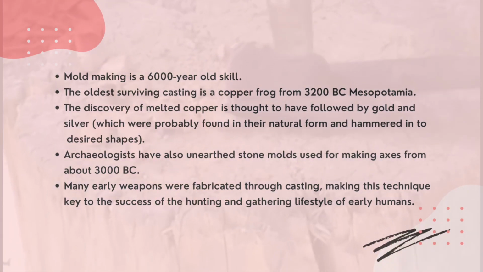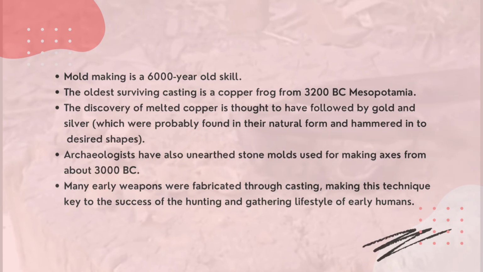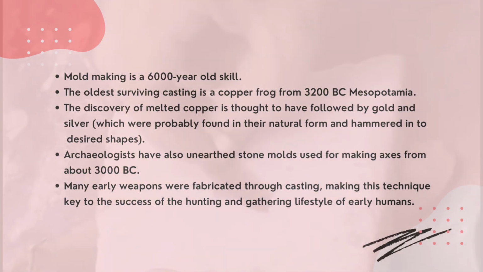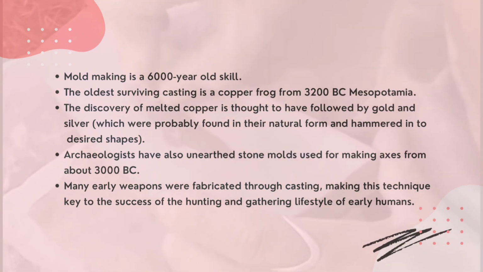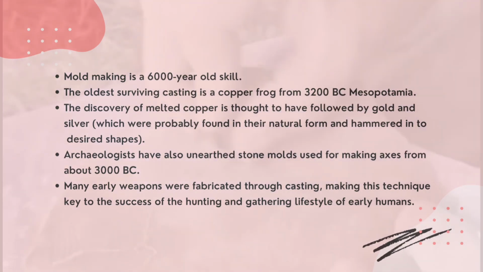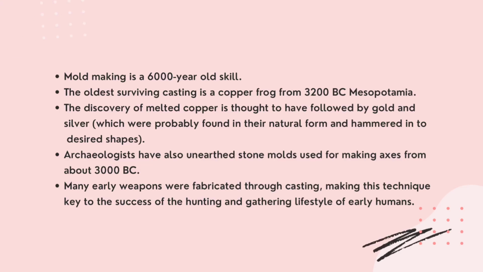Archaeologists have also unearthed stone molds used for making axes from about 3000 BC. They were probably made from an identical two-piece mold tied together with a rope, with a hole on top through which the liquid metal would have been poured. Many early weapons were fabricated through casting, making this technique key to the success of the hunting and gathering lifestyle of early humans. This shows the effect that fabrication techniques have on all aspects of life.